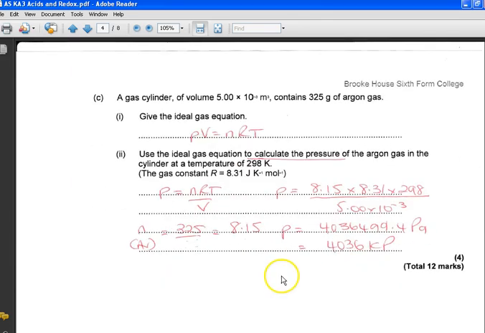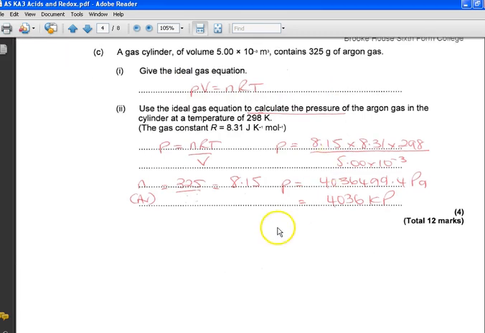Right, part C, ideal gas equation, very important. Some of you didn't use the correct symbols. You have to know which are capital letters and which aren't. So it's a small p, capital V, a small n, a capital R, and a capital T. And if you didn't use the correct symbols, you didn't get that mark, which is silly. You should definitely get that mark. Okay, and then obviously you had to go on and calculate the pressure. So you had to rearrange the equation for pressure.